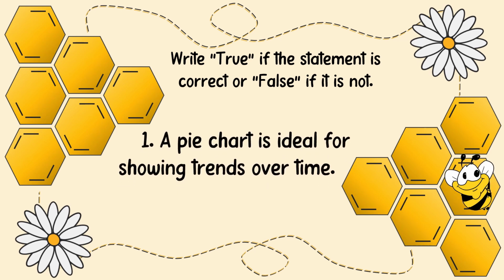So I have here number one, a pie chart is ideal for showing trends over time. Now this statement is false because a pie chart shows proportions, not trends over time.